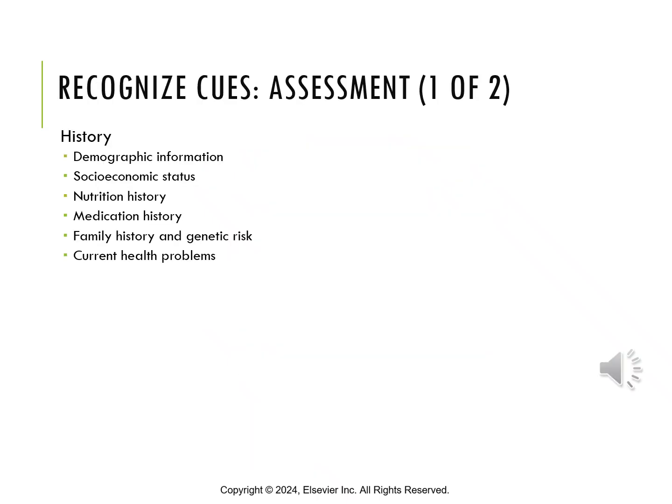Let's go ahead and do our assessment. So the first thing that we're going to look at is demographic information. Age, sex assigned at birth, race, and ethnicity is important to consider as a non-modifiable risk factor in the patient with any kidney or urinary elimination problem.